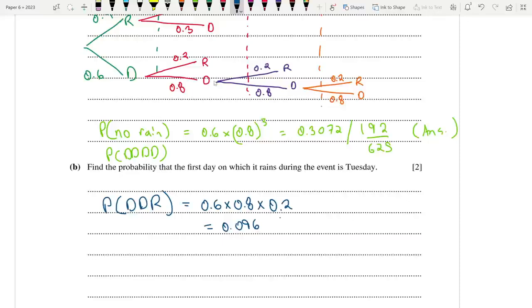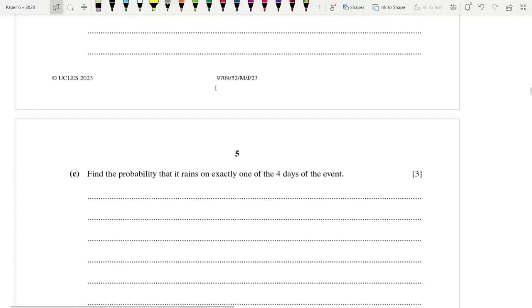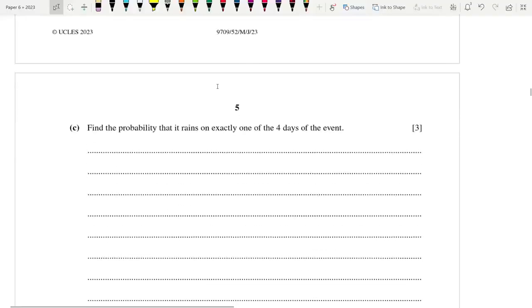Fine. Or you could go for 12 by 125. Same answer. Next, find the probability that it rains on exactly one of the 4 days of the event. Okay, so this is a rather complicated one.